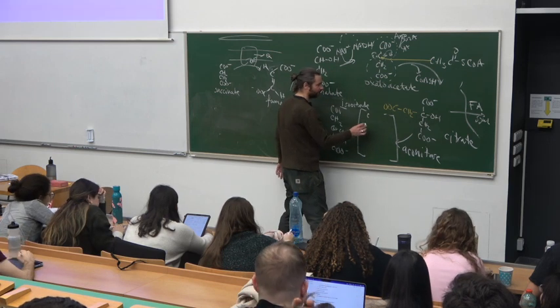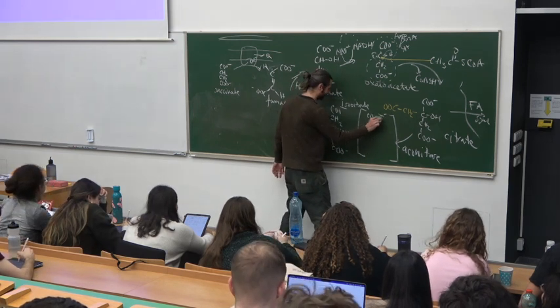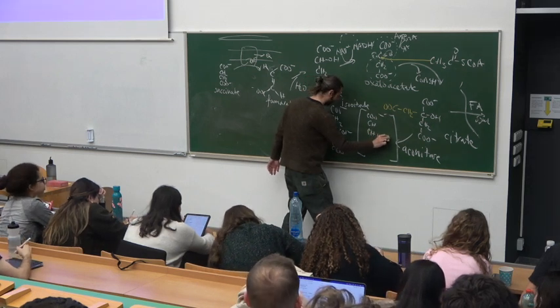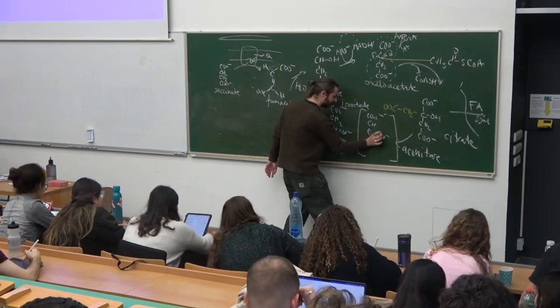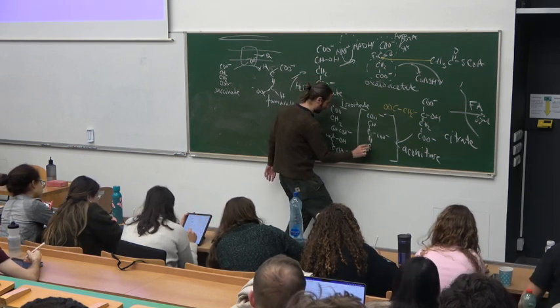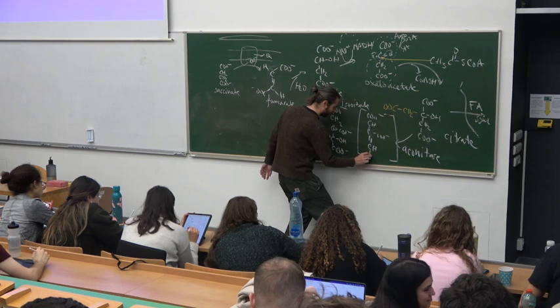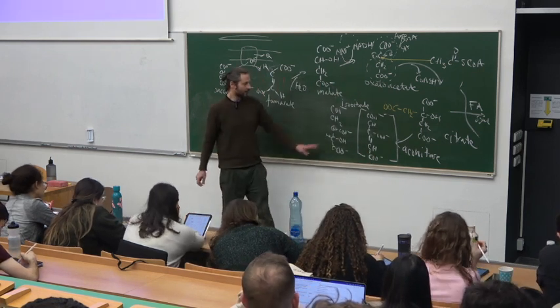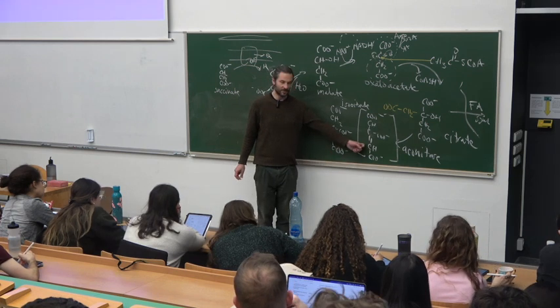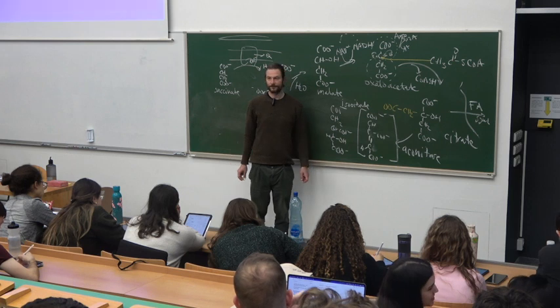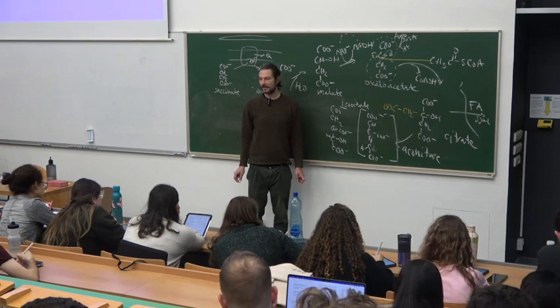Do you want me to draw it? Well, maybe I can. Let me see, like so. CH. Okay. Of course, it's cis-aconitic acid, so it looks like this. Cis-aconitic acid.